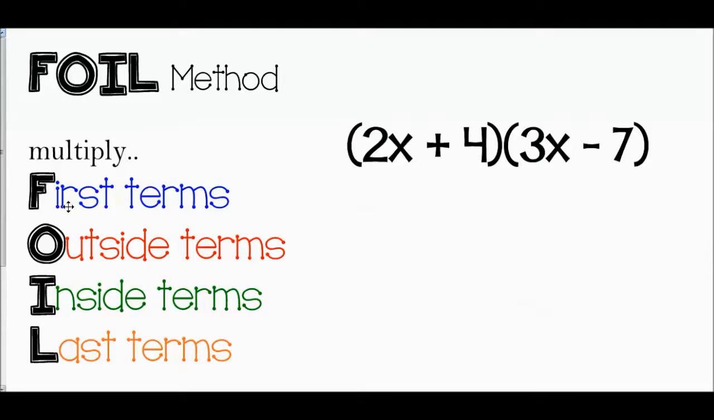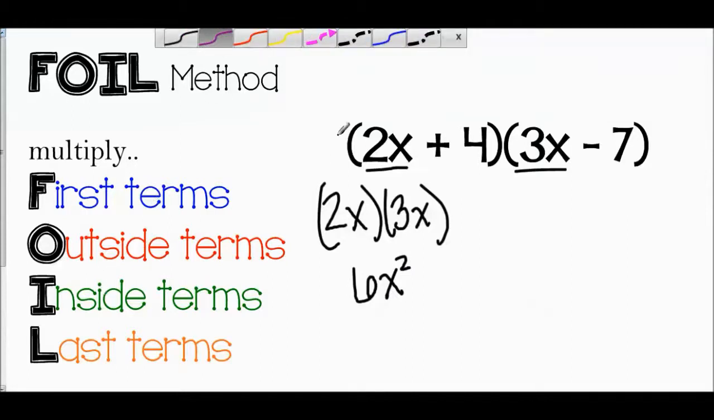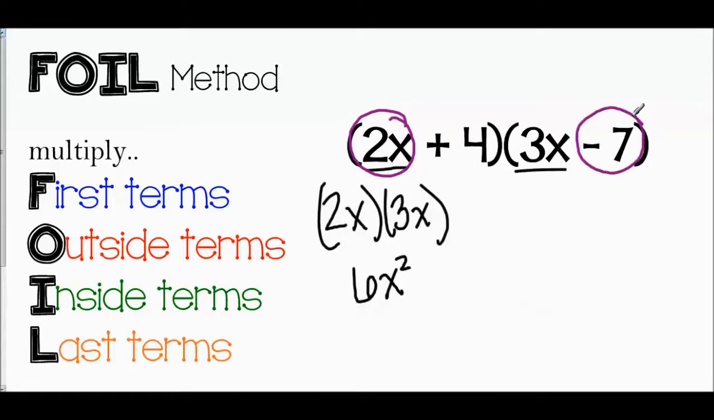So the F is you're multiplying the first terms. So that would be 2x times 3x, which would be 6x squared. Now the outside terms, that's going to be 2x and negative 7. You should be trained enough now to recognize the sign to the left of the term. So that's going to be plus 2x times negative 7, which would be negative 14x.